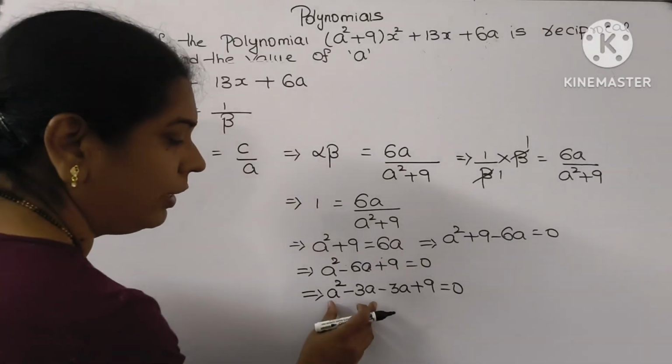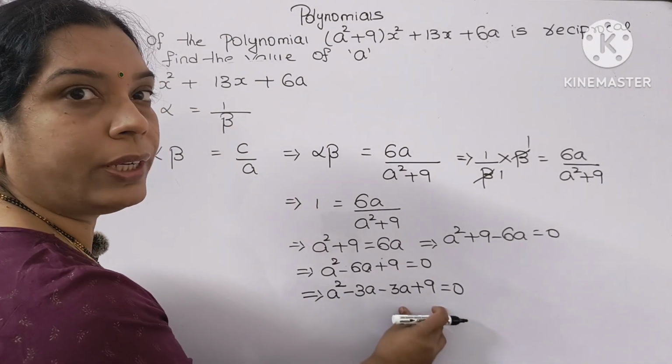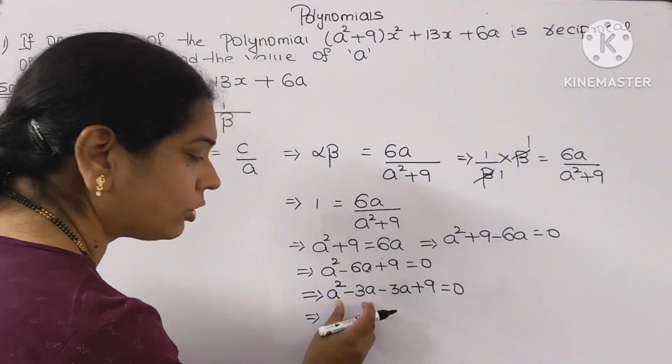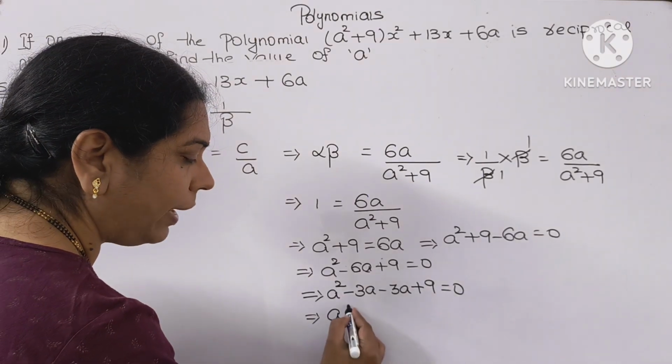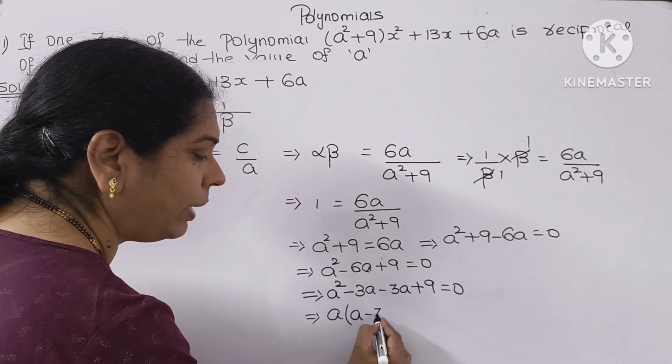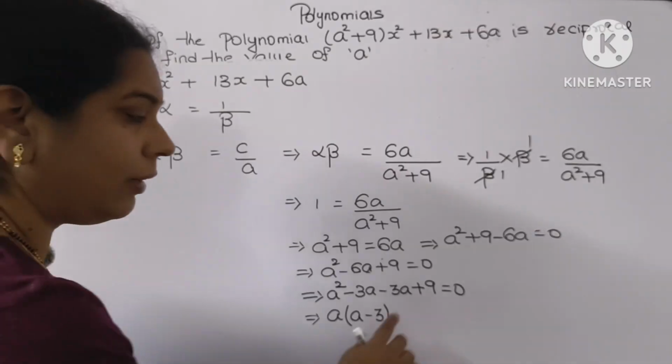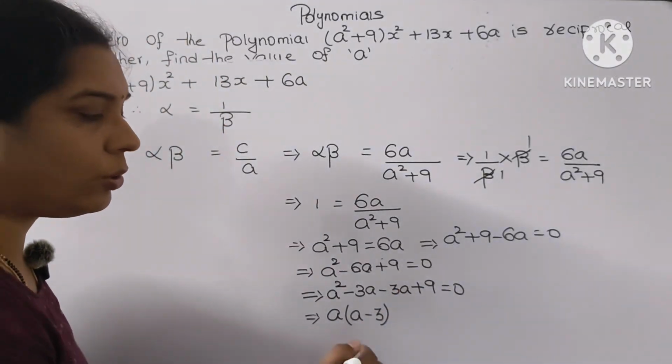Simplify. Take common from the first two and the last two terms. What is common from the first two terms? A is common, so A minus 3 will become the first factor. What is common from the last two terms?